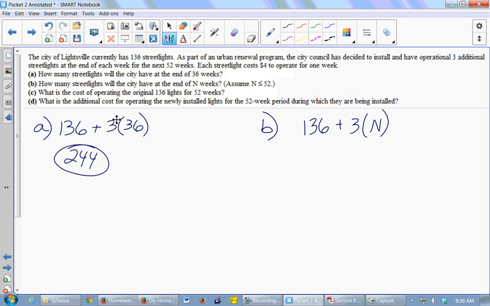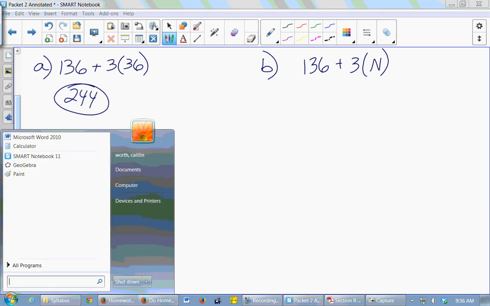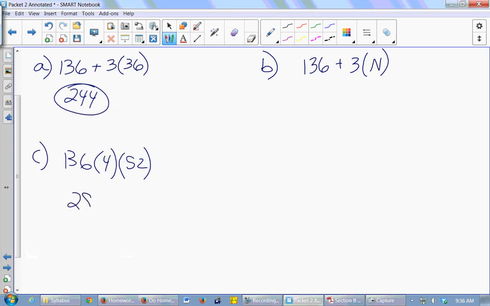And then C, what is the cost of operating the original 136 lights? So you would say, oh, 136 times $4 per week times 52 weeks. Because those 136 already exist, you have to pay to operate them for all 52 weeks. And 136 times 4 times 52 is $28,288.